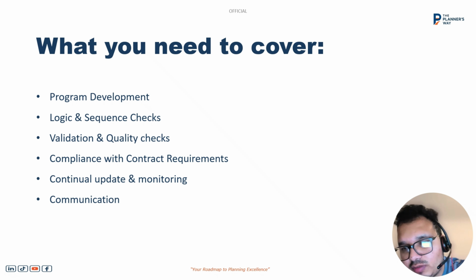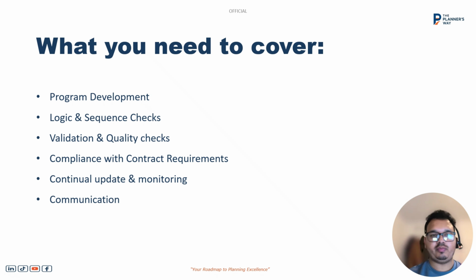For the answer to how do you manage the quality of the program, we need to cover these six terms. One is the program development, so every WBS level should be covered. Another is the logic and sequence check, so every activity should have a predecessor and successor, except the start milestone and finish milestone.